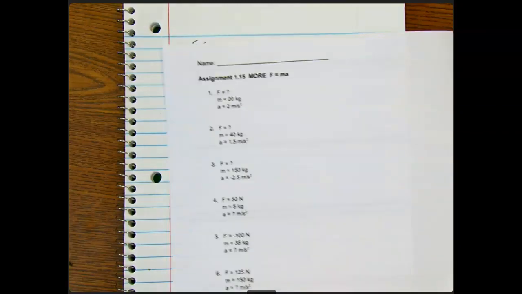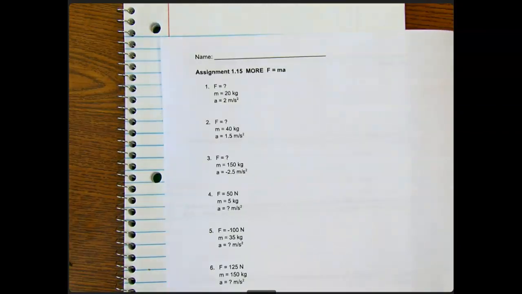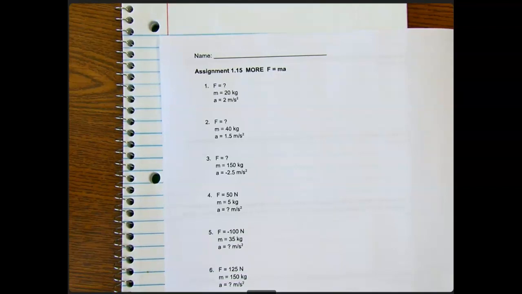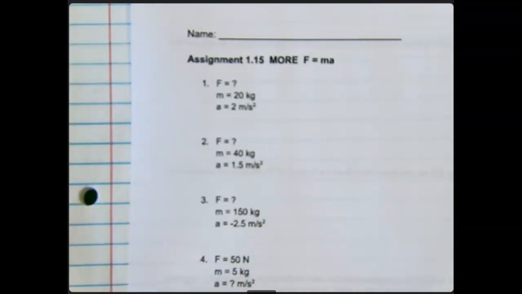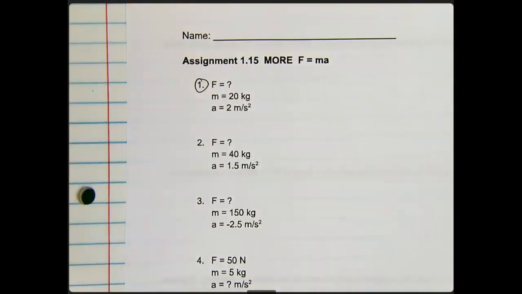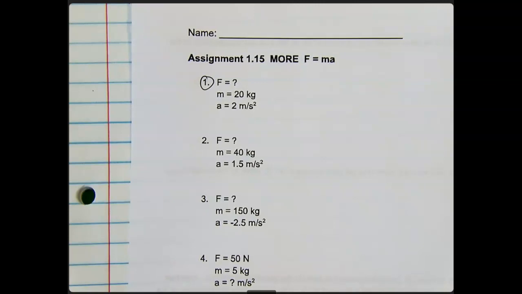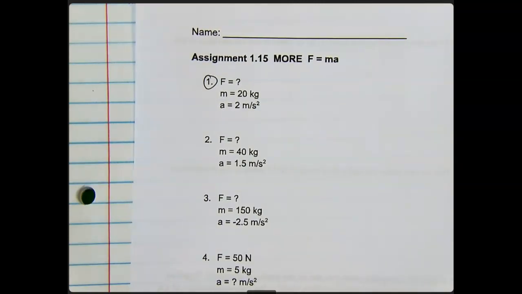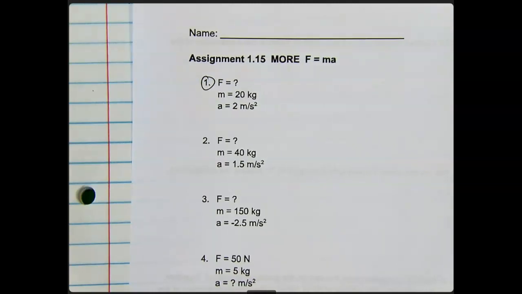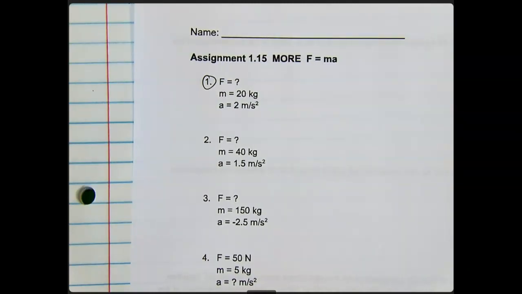So let's look at one of these really quickly. Maybe we can try to zoom in on one of these. Let's look at number 1. We'll start there. So we have F, well, we don't know what F is. We know the mass is 20 kilograms, and we know the acceleration is 2 meters per second squared. I'm going to write that on my lined paper, and then I'm going to show you how we would solve this.